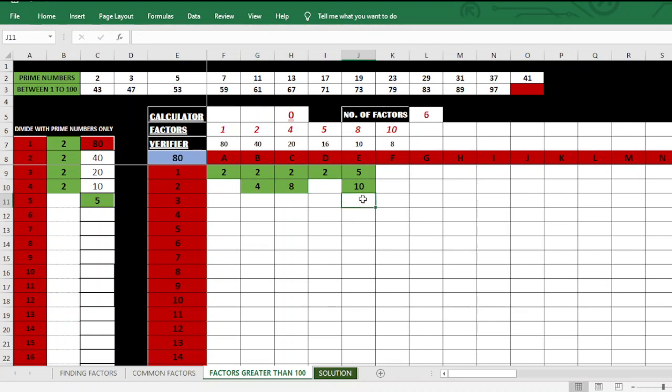And then 4, 5 should give us what? 20. Are you with me? Our next number should be what? 8. 8, 2 gives us what? 16. 8, 5, 40.